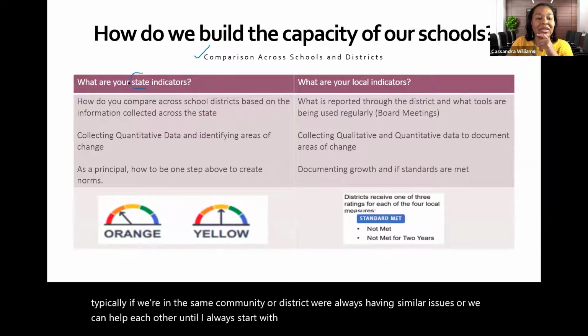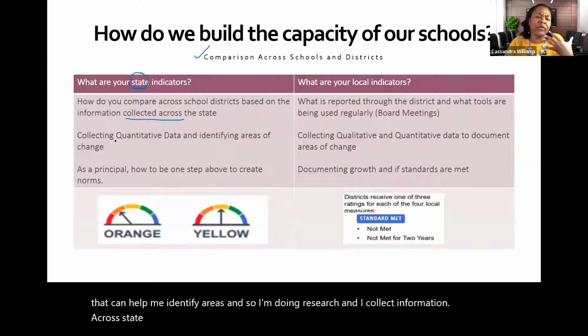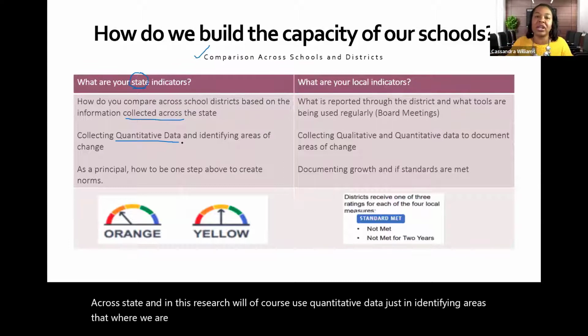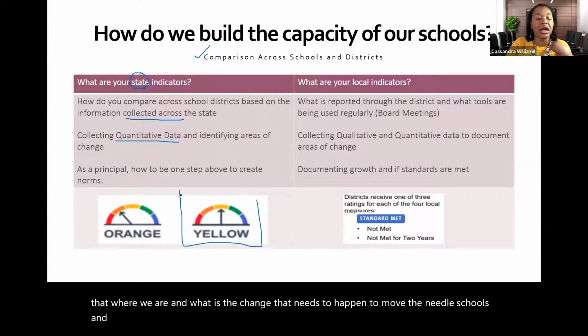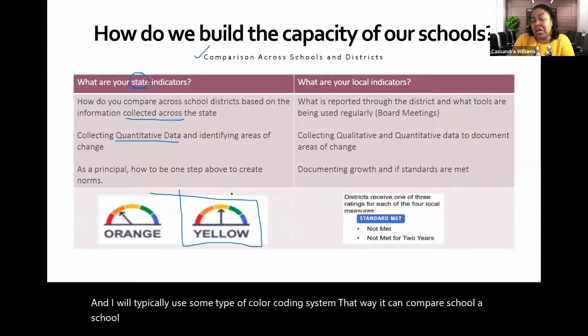What indicators are in the state that can help me identify areas? And so I dig, research, and I collect information across the state. And in this research, we're going to, of course, use quantitative data, just in identifying where we are and what is the change that needs to happen to move the needle in our schools. And I typically use some type of color coding system. That way it can compare school A to school B. And if school B has areas that they want to work on, that may be the same area we're working on, so we can work on it together.